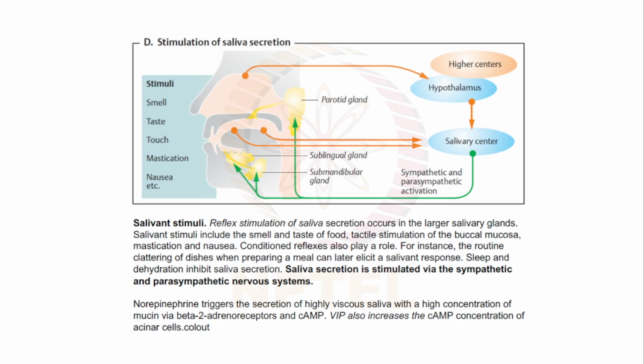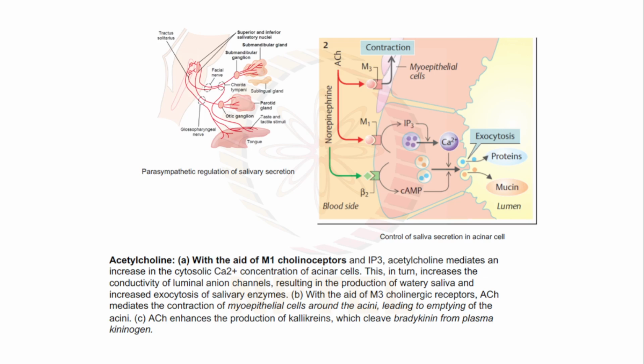Norepinephrine triggers the secretion of highly viscous saliva with a high concentration of mucin via beta-2 adrenoreceptors and cAMP. It also increases the cAMP concentration of acinar cells. So this is all the parasympathetic and sympathetic nervous system coming into action for this secretion.